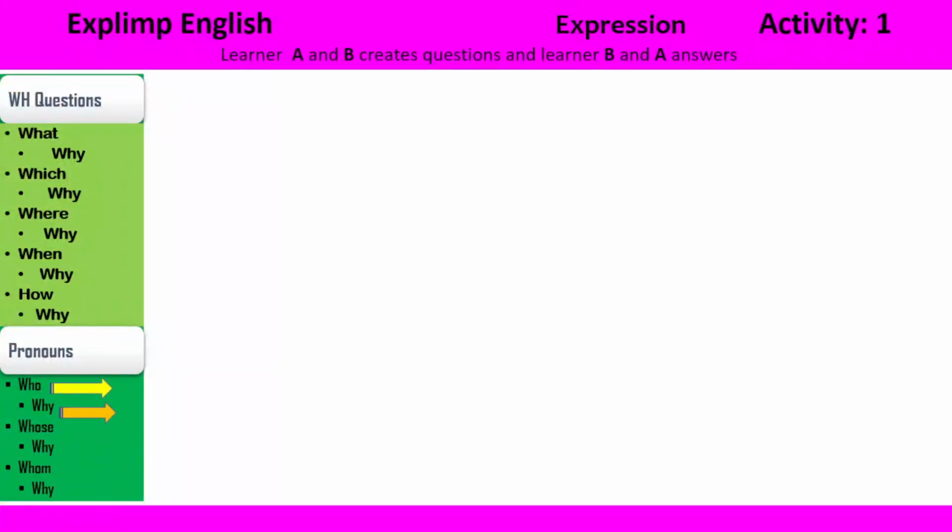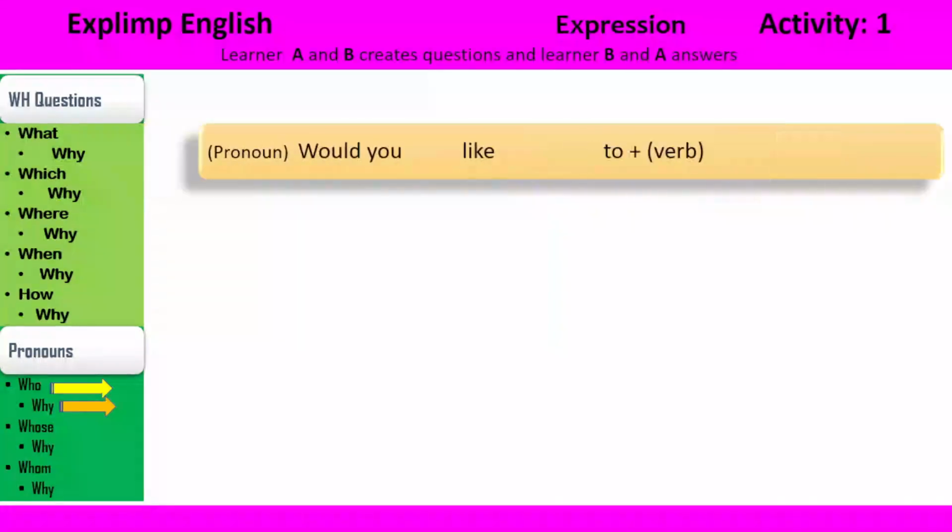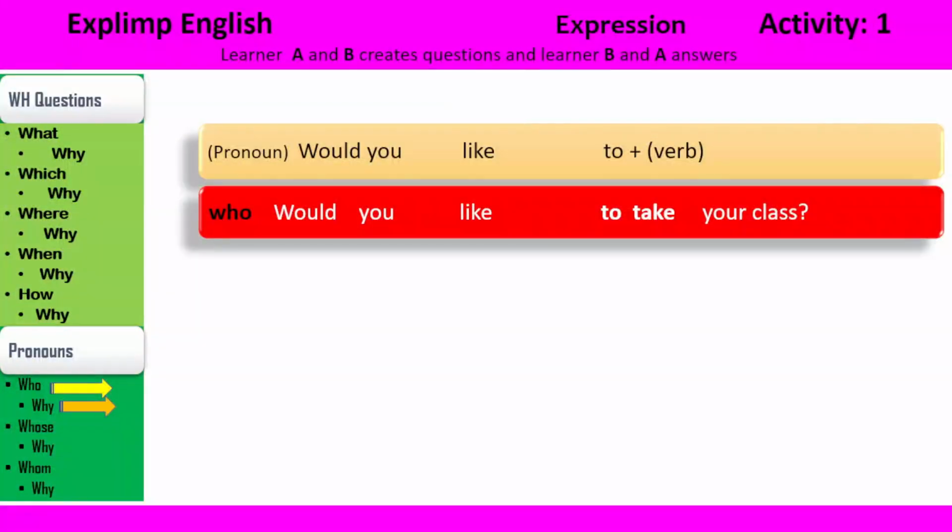Okay. So let's create the questions with who and why, and you could create questions with whose and why and whom with why by yourself. Let's look at this example. Instead of a WH question, you could put a pronoun and then would you like to plus verb, right? So who would you like to take your class? Like, what is the name of that person? Who is that person? Well, I would like Mr. Gulbadin to take my class.